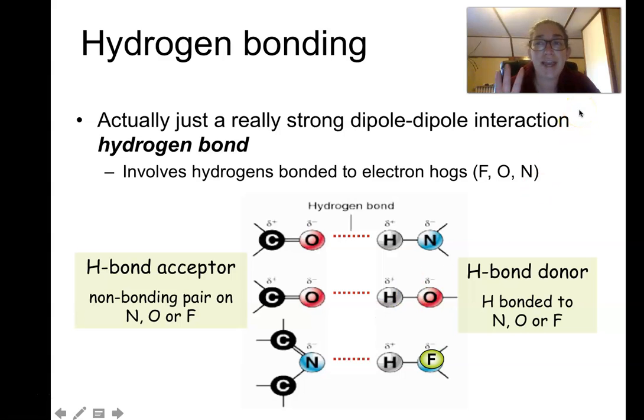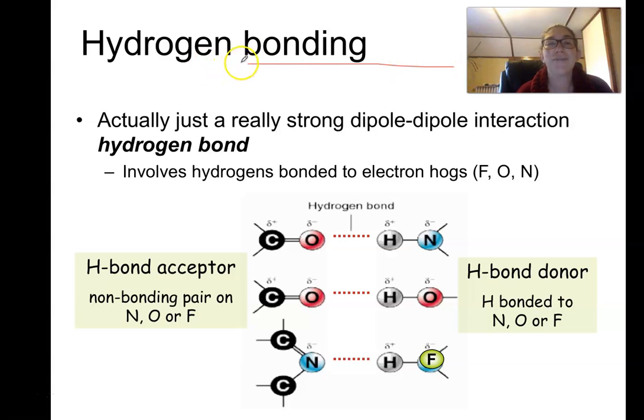The third type of attractive force is hydrogen bonding. Now, hydrogen bonding is actually just a really strong dipole-dipole interaction, and so it gets its own category. The thing I hate about hydrogen bonding is this word here, bonding, because it's not a bond. It's not. Bonds are intramolecular forces. We have covalent bonds and ionic bonds. Hydrogen bonds are attractive forces. They should really be called hydrogen attractions.